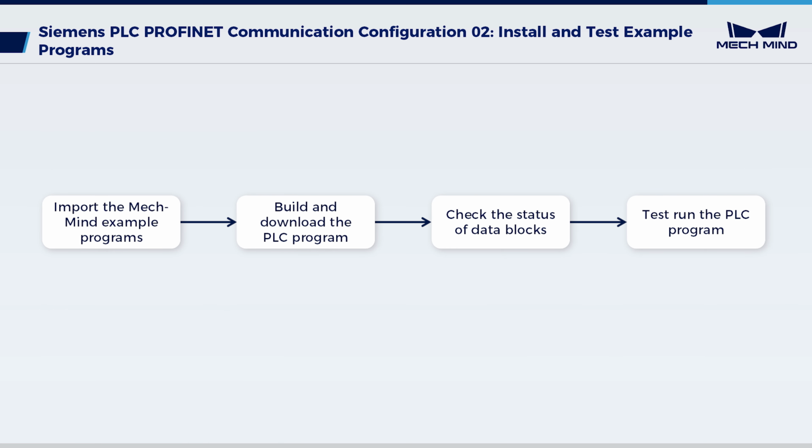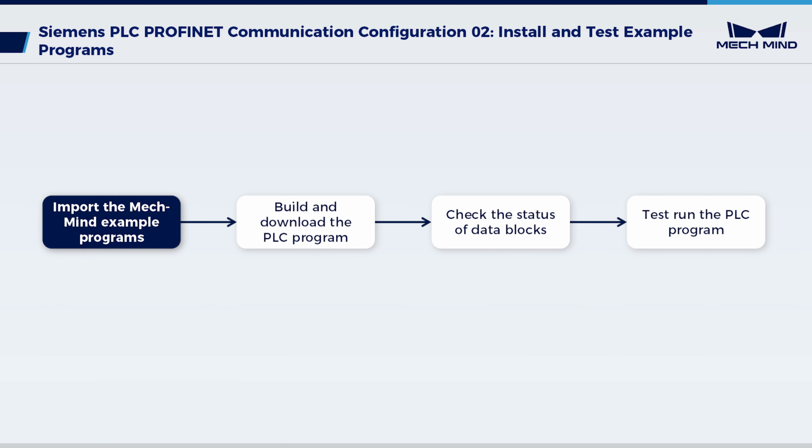Next, let's go through the steps. Import the Mech-Mind example programs. Build and download the PLC program. Check the status of data blocks. And run the PLC program to trigger the Vision project and get the results.